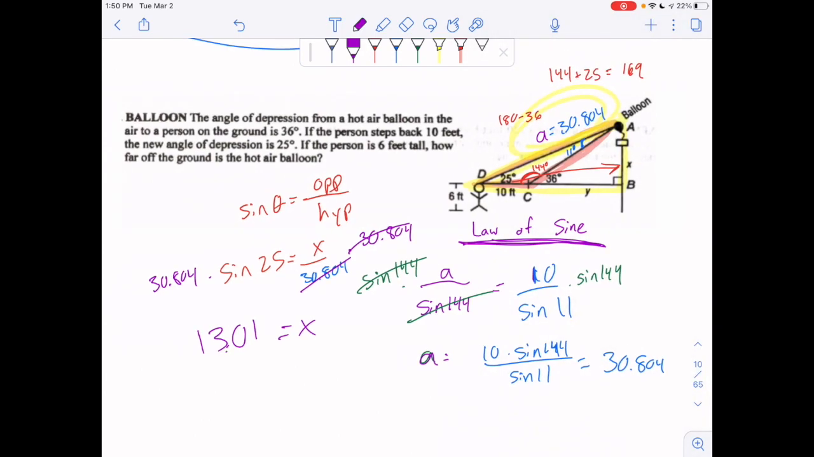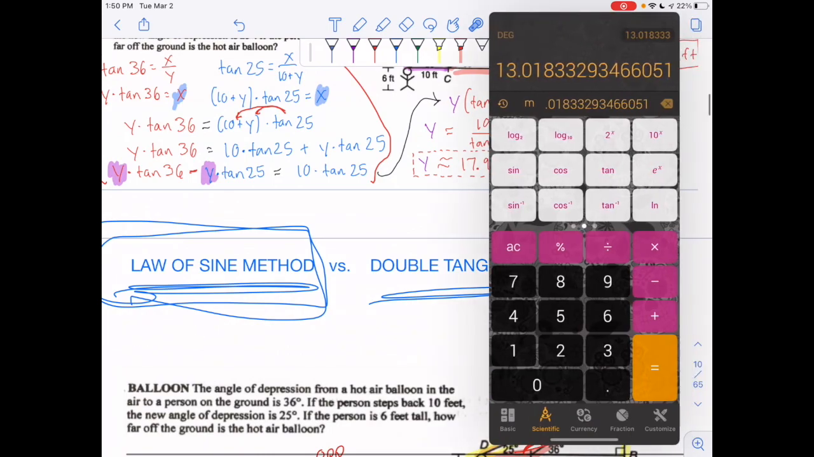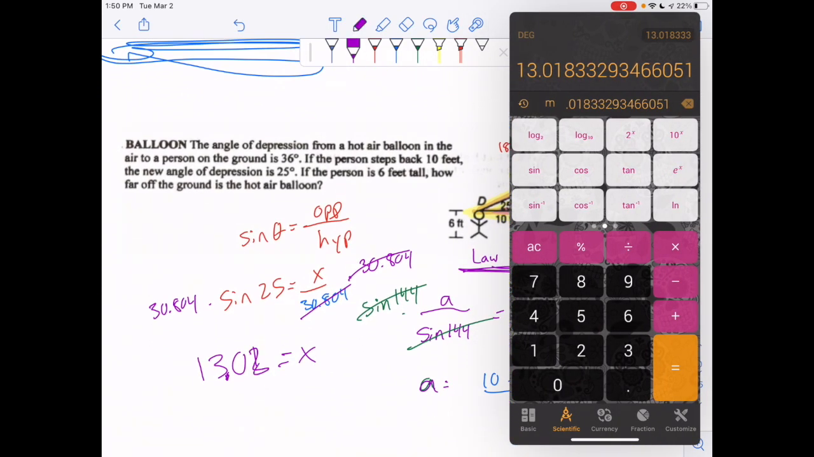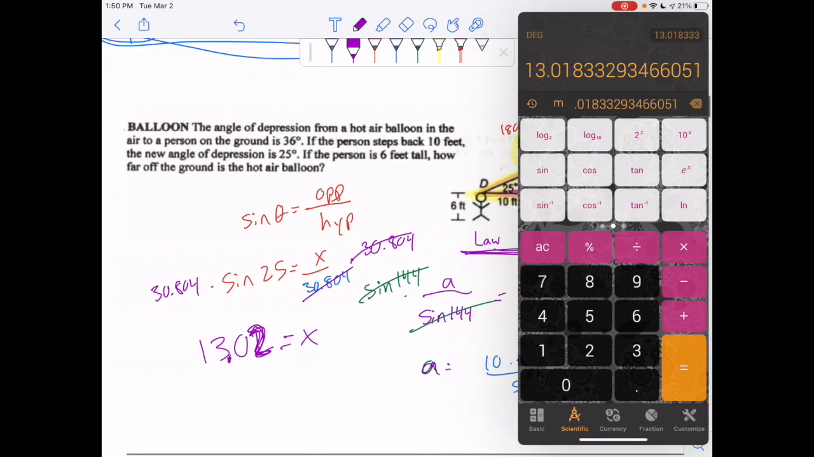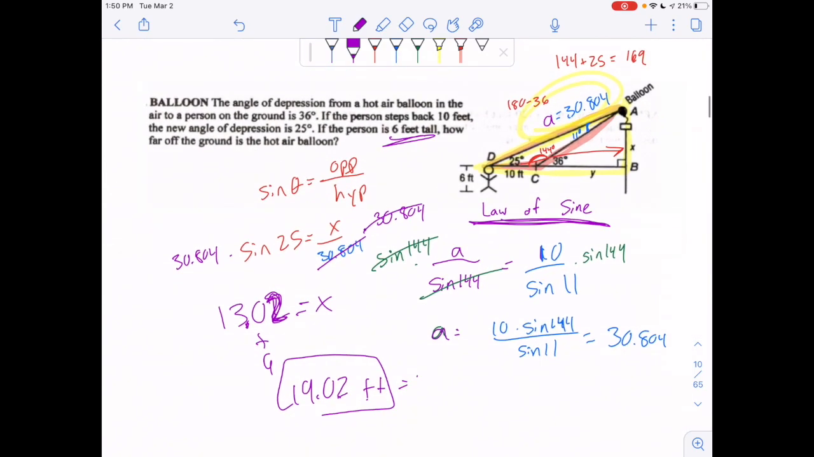That's a little crazy, right? Because that 13.01 is actually what we got up here, or 13.02. Did I round wrong? Oh yeah, 13.02 works. 13.02, round to the nearest hundredth. And then from there, you just add the height, 6 feet, and you get the same answer. So, a lot less work, right?